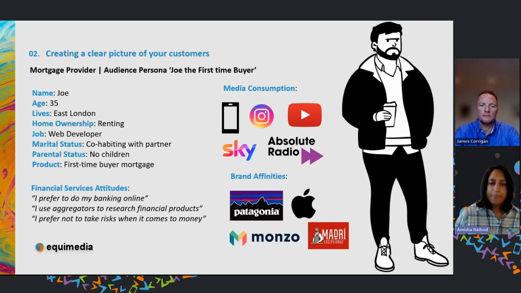And what we've also got is Joe's media consumption. So we know he's a heavy user of the internet via smartphone and mobile devices. He's a regular user of Instagram. He watches a lot of content on YouTube. He's a subscriber to Sky, and he likes to listen to Absolute Radio. And then we've got some of the brand affinities. So some of the brands that Joe particularly likes, such as Apple, so likely to be using an iPhone, and banking with a company such as Monzo.